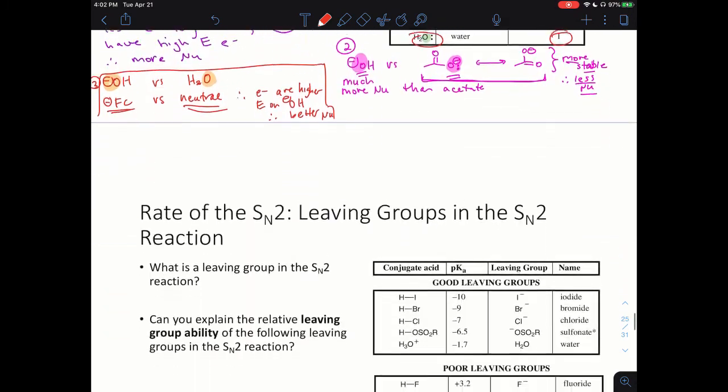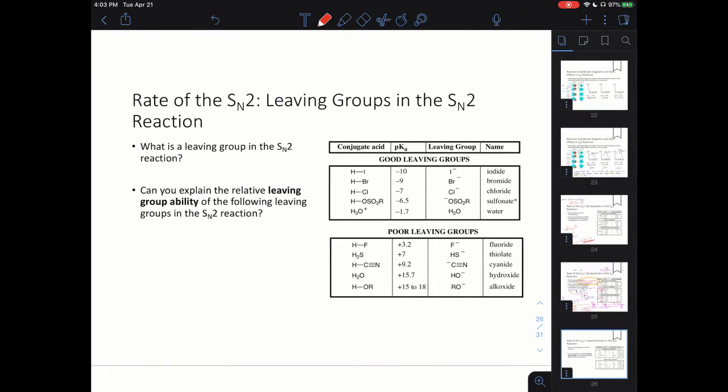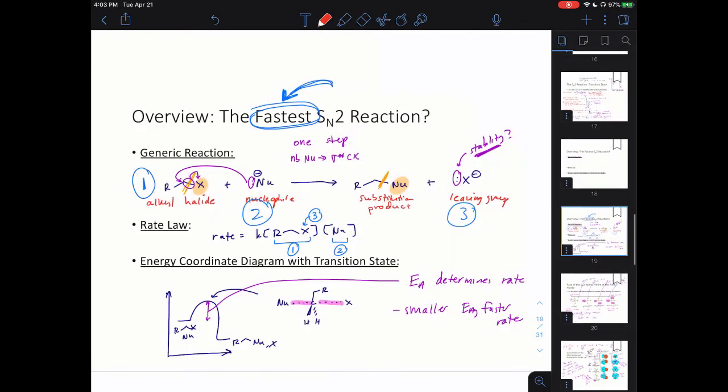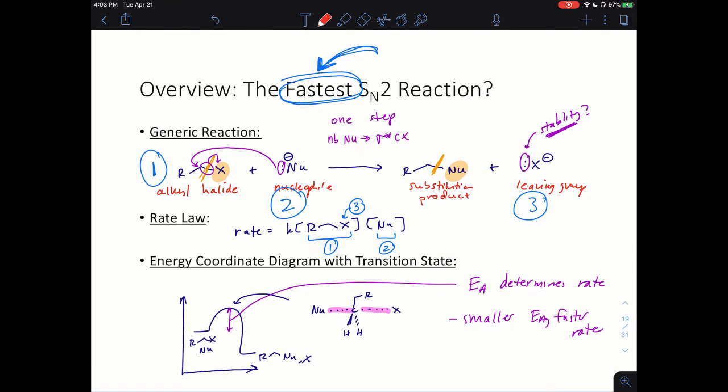Excellent. All right, listen to that again if you need to. So we said we were going to look at three different features of a reaction to figure out how it affected the rate of the SN2. We've already looked at the alkyl halide: the less sterically hindered the alkyl halide, the faster the reaction. So check. Nucleophile, check. The higher energy the electrons, the faster the reaction.